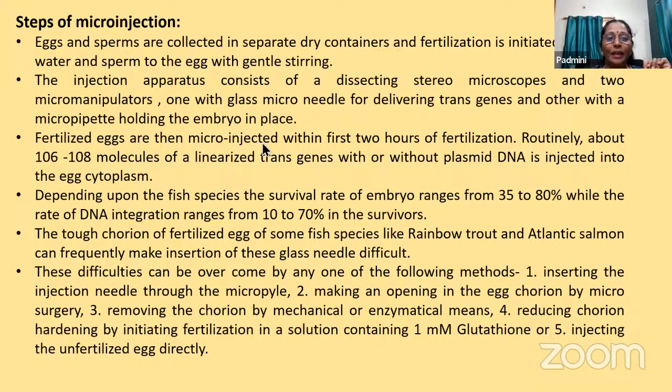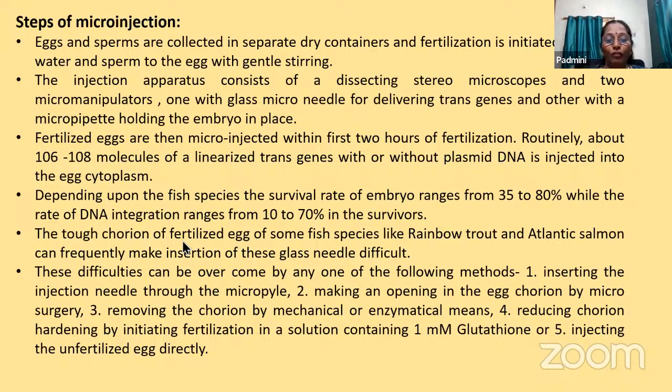Fertilized eggs are then microinjected within the first 2 hours of fertilization. Routinely, about 10^6 to 10^8 molecules of linearized transgene, with or without plasmid DNA, are injected into the egg cytoplasm. Depending upon the fish species, the survival rate of the embryo ranges from 35 to 80%, while the rate of DNA integration in the survivors ranges from 10 to 70%. So not all fishes are going to survive, and not all fishes are going to exhibit this transgene.